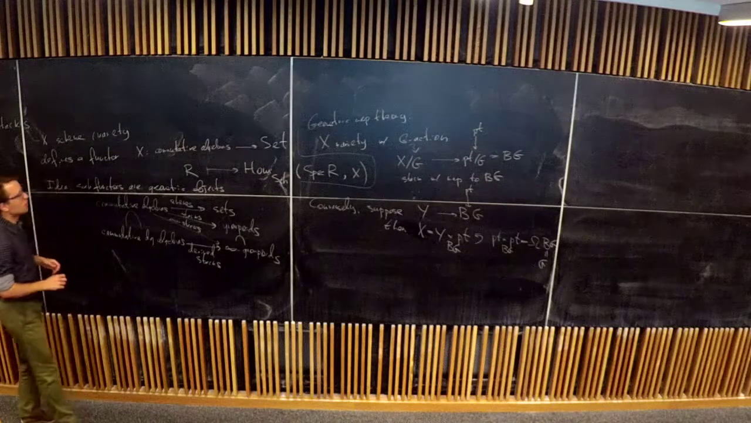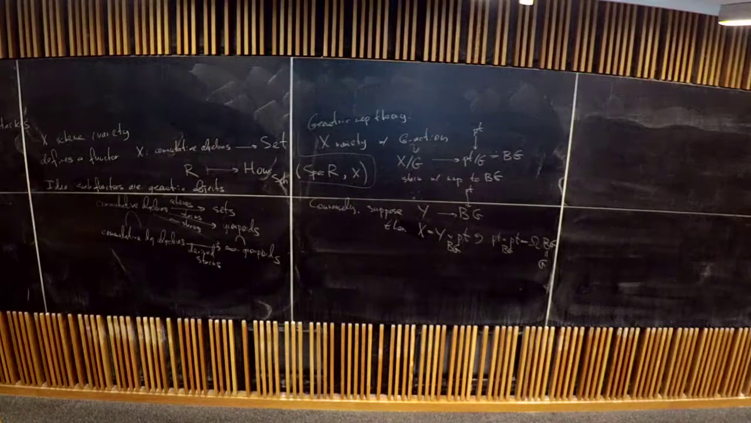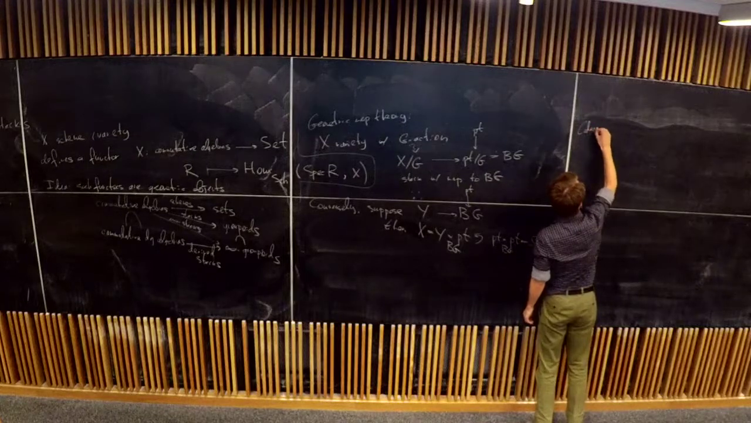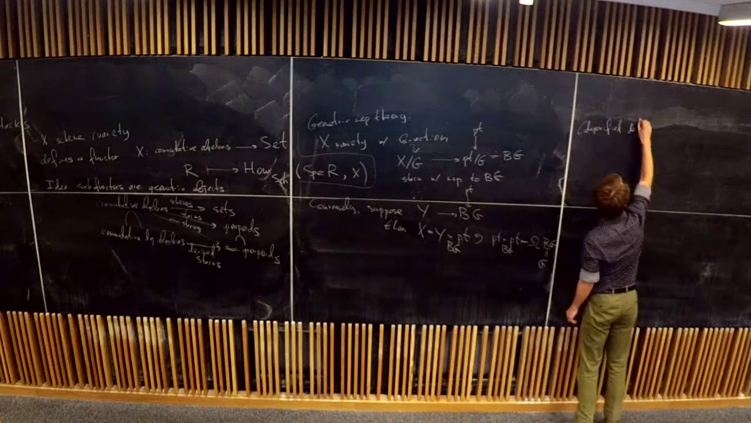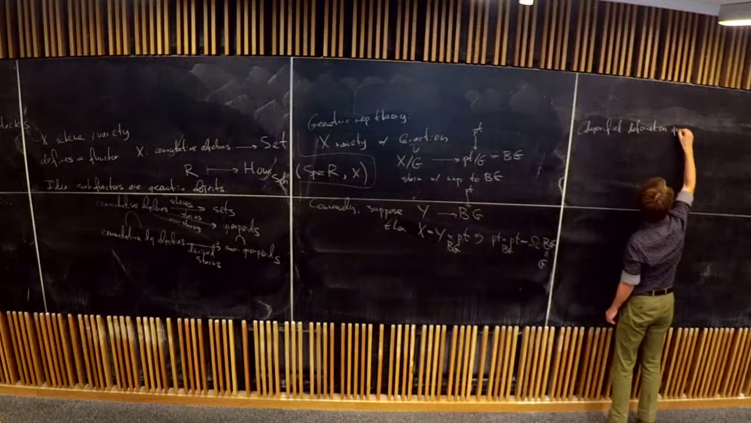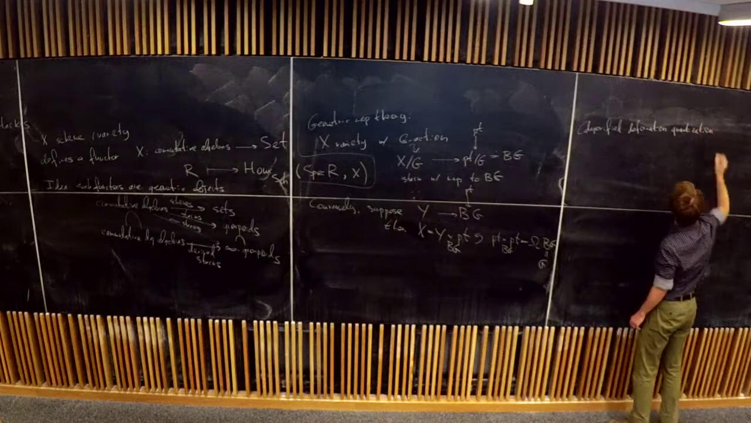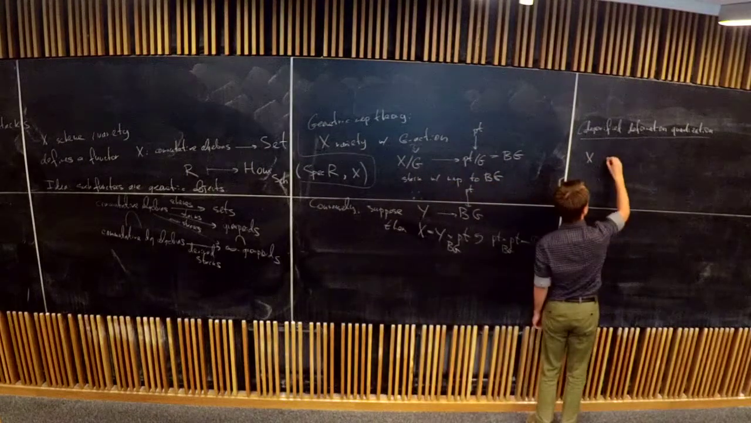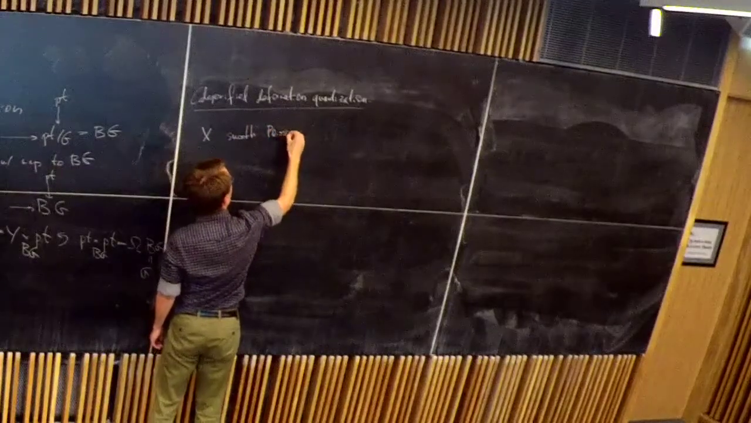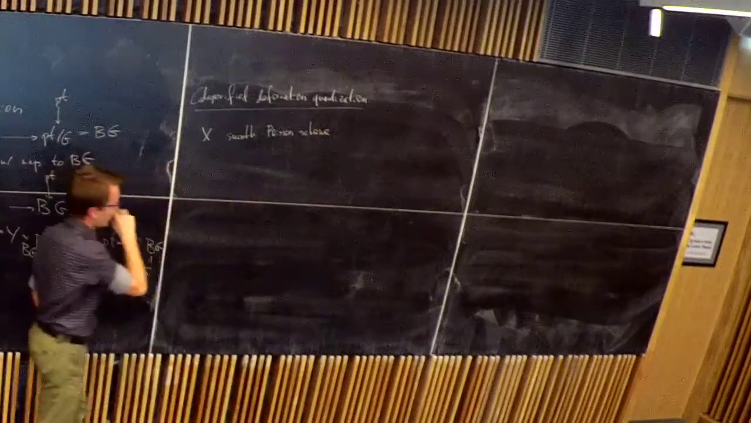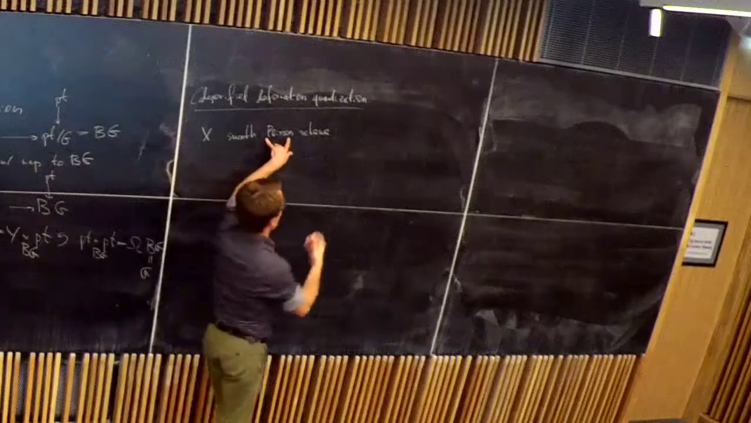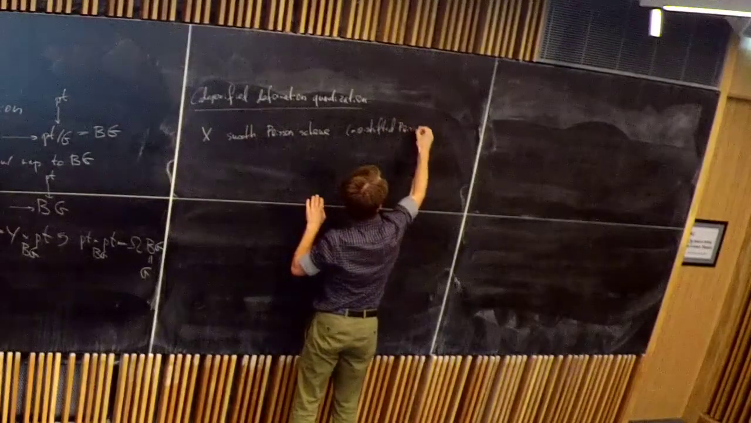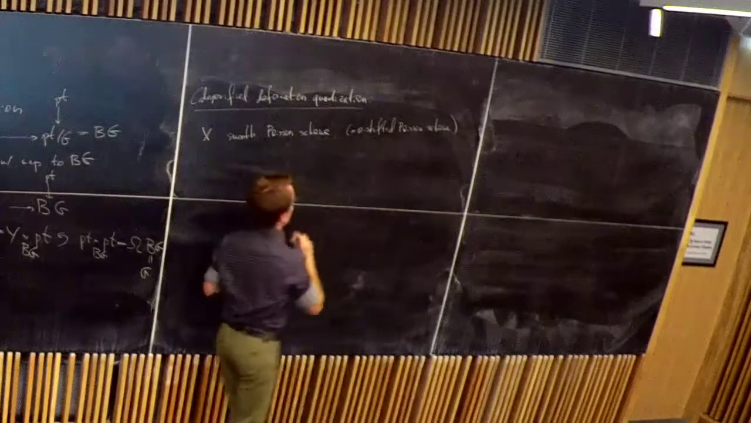So next, in the second lecture, I'll be talking about shifted Poisson structures and shifted symplectic structures. Let me explain why you want to look at shifted things. And this is the idea of derived differential quantization. Okay, so let's say X is a smooth Poisson scheme. And the word Poisson will mean the same as what I will define later, which is a zero-shifted Poisson scheme. So zero will be the categorical number.